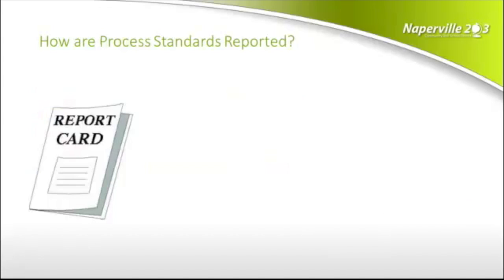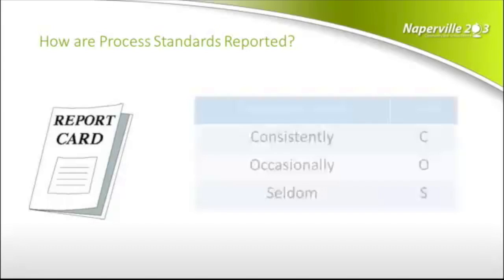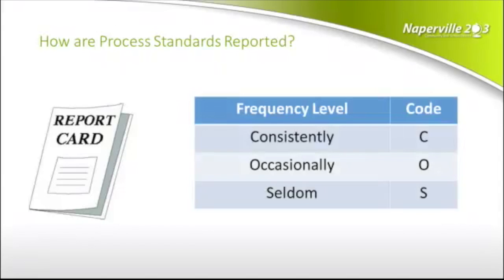The process standards are the learning behaviors that are reported to understand the development of the student as a learner. Process standards are reported in terms of frequency of behavior. The levels are consistently, occasionally, and seldom. Seldom denotes the frequency that a student demonstrates, with limited independence, requiring frequent reminders and prompting. A student is marked as occasionally on a process standard if they are independent at times and need prompting at other times. Consistently refers to a student who needs few reminders and demonstrates independence.